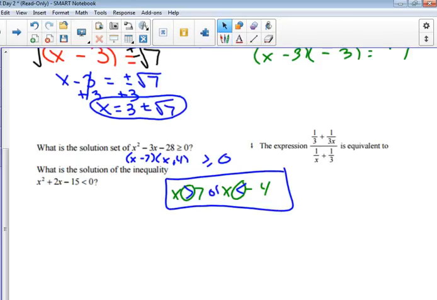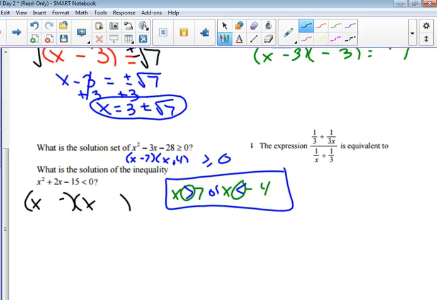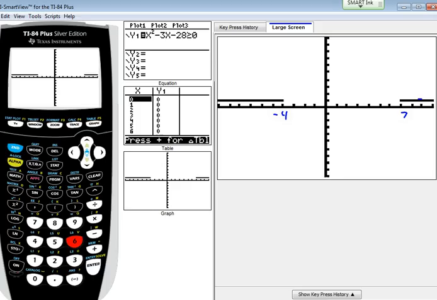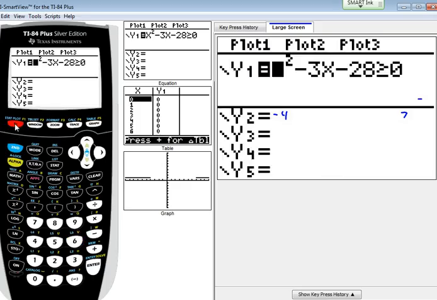All right, why don't you try this next one? Anybody need help putting it into your calculator and finding the button?